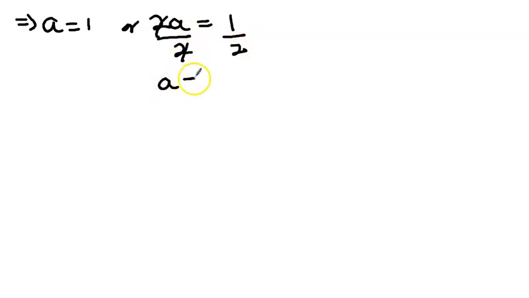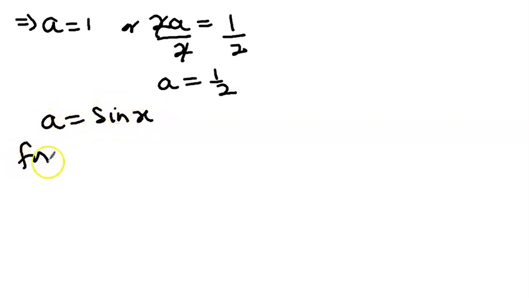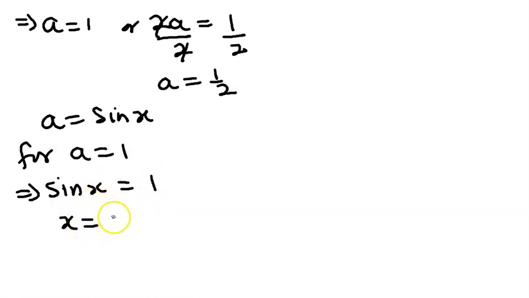So from a minus 1 is equal to 0 implies that a is equal to 1. And then 2a will be equal to 1. So we divide both sides by 2. We then have a is equal to 1 on 2. Now remember that we were asked to find the value of x. So we said that a is equal to sin x. So for a is equal to 1, sin x will be equal to 1. So x will be sin inverse of 1. And sin inverse of 1 is 90 degrees.